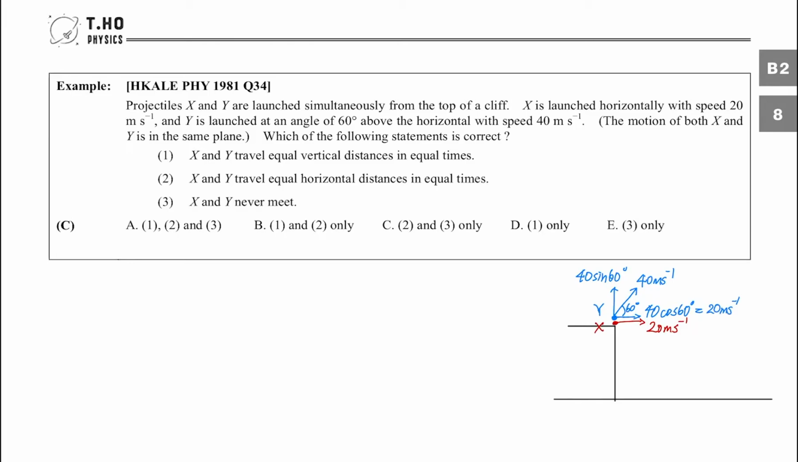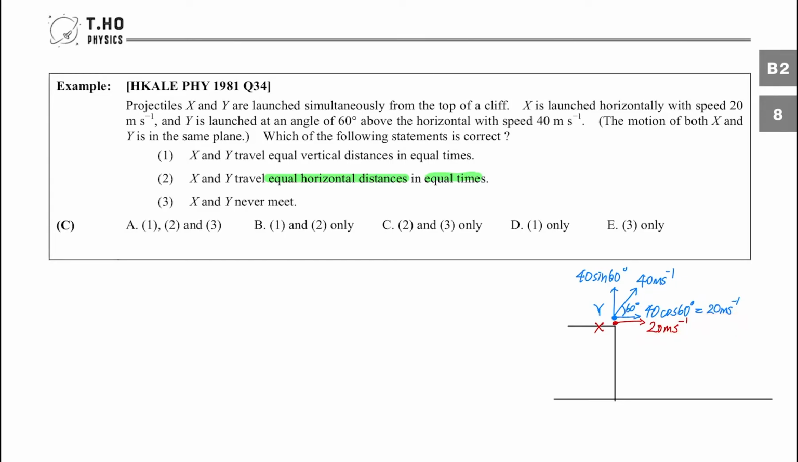Okay, so let's try to look at the statements. Firstly, I would like to look at statement 2. Statement 2 says that X and Y travel equal horizontal distance in equal time. So we will look at the horizontal motion of these two projectiles. Because X and Y are traveling horizontally both at 20 meters per second, that means if we just look at the horizontal component of the motion, X and Y would be the same.